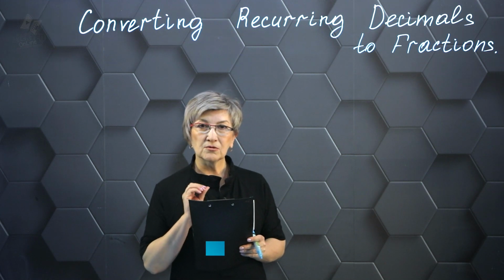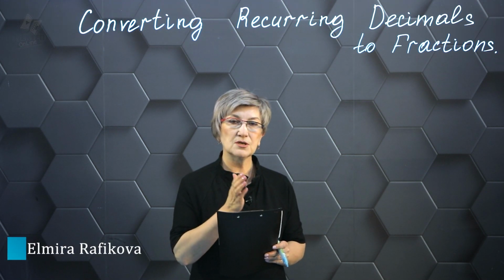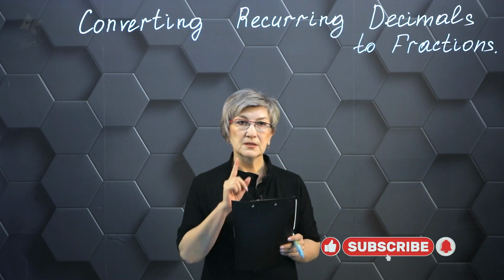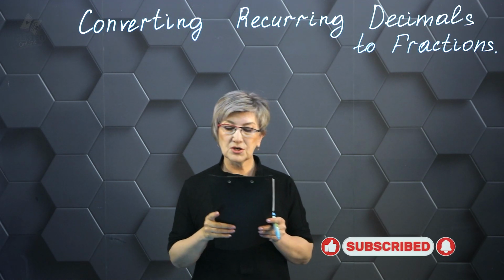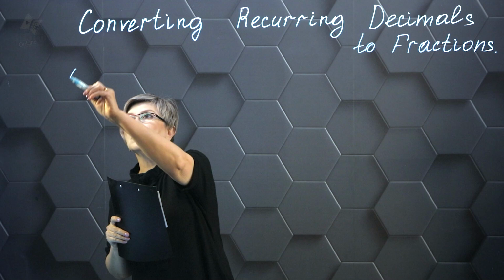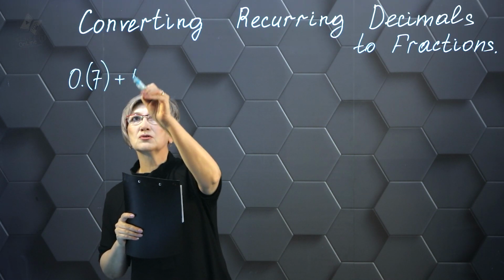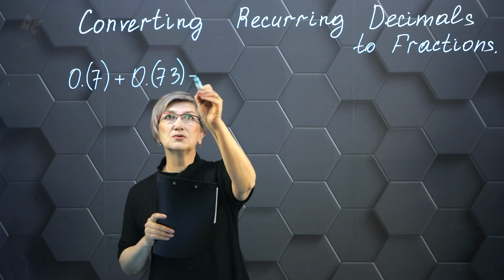Hello. In today's lesson, we're going to learn how to write an infinite decimal periodic fraction as a fractional number. What is the purpose? Is it necessary to do this? The point is that if we have the following expression, 0.(7) plus 0.(73).